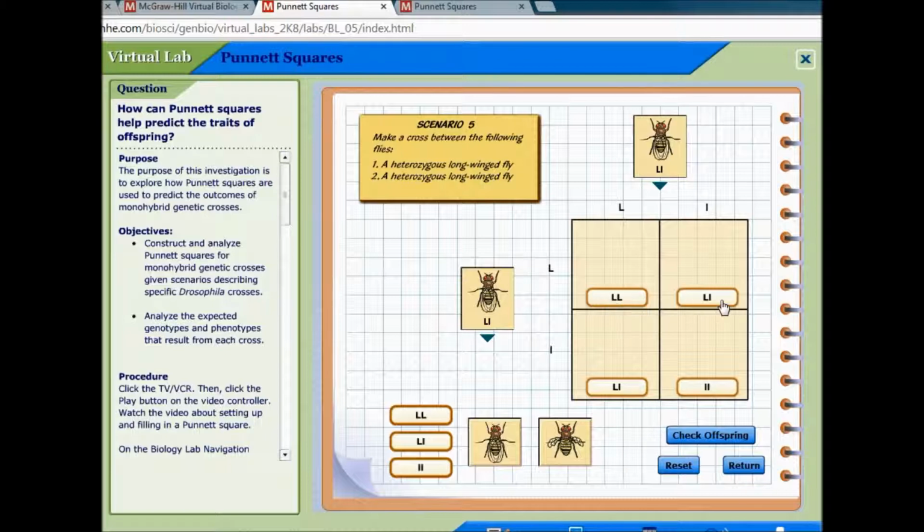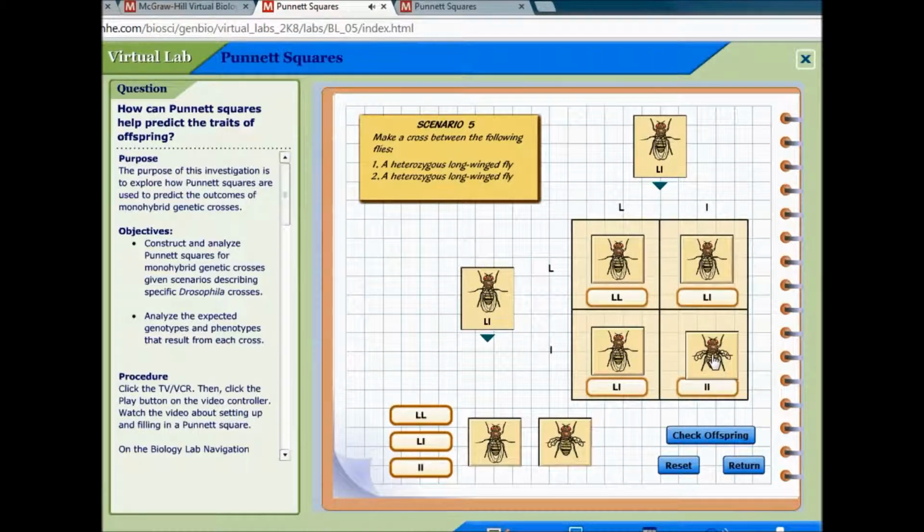All right, now what are they going to look like? What's their phenotype? Because we just did their genotype. Long wings is dominant, the capital L, so that guy's definitely long. And the heterozygous ones, because there's only one, it's dominant and it's going to mask that vestigial wing. So those guys are both going to have long wings. And then this guy, double recessive, is the only way we're going to get that recessive trait. Check offspring. Yay!